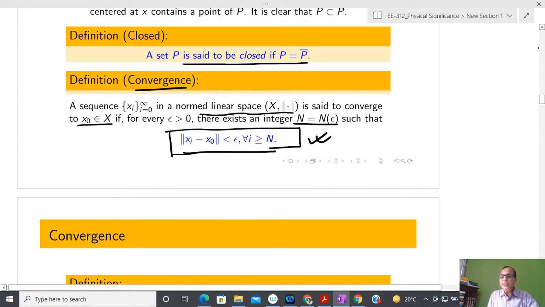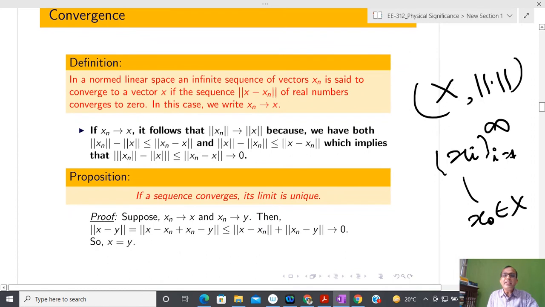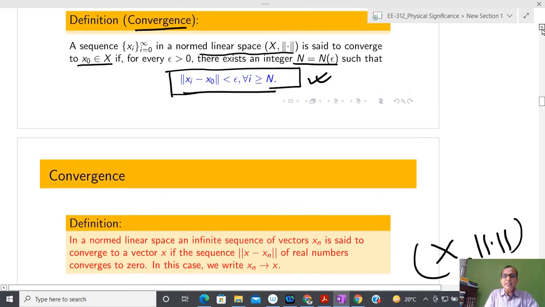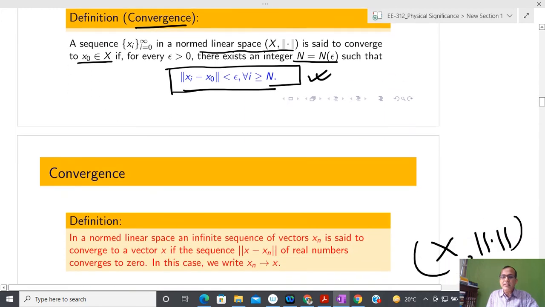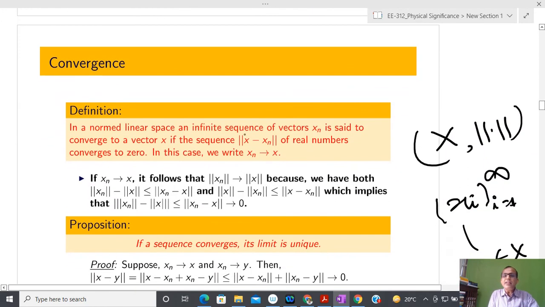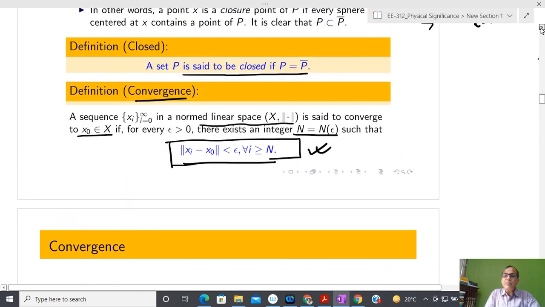If you are able to decrease this number up to 0, it means that the norm of x minus x_n converges to 0. So you can write either this definition or that one: in a normed linear space, an infinite sequence x_n is said to converge to vector x if the sequence of real numbers norm of x minus x_n converges to 0. Then I can write x_n tending towards x. Both definitions are equivalent.